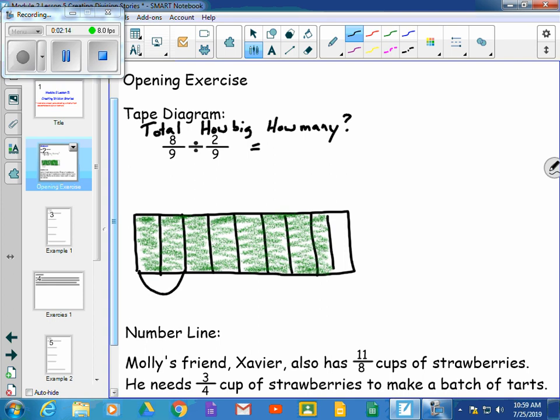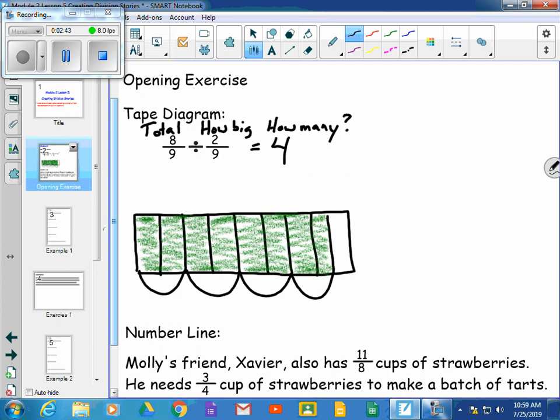There's one. I'm going to keep doing this until I get all of my green into groups of 2/9. There's another one, a third, and a fourth. I've got all my green into groups of 2/9. How many do I have? 1, 2, 3, 4. So 8/9 divided by 2/9 is 4.